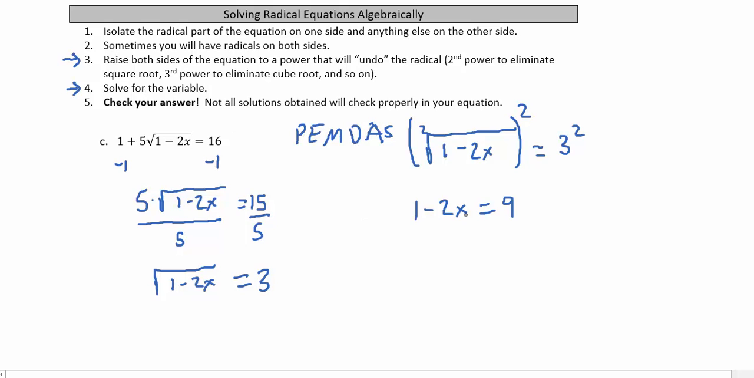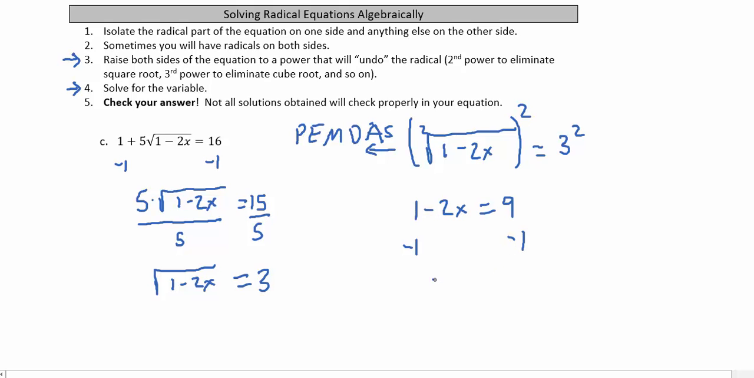I had to solve for the variable. This is just a linear equation, and I eventually had to subtract the 1 and divide by negative 2. And since I'm still solving, again, I'm going to go in the reverse order of PEMDAS. I'm going to do my subtraction first, then my division. So since this is a positive 1, I'm going to subtract 1 on both sides.